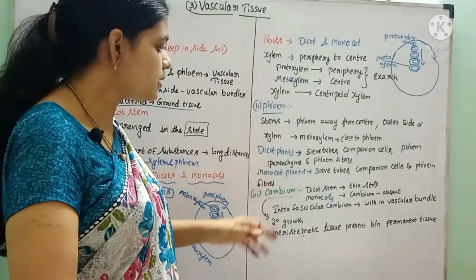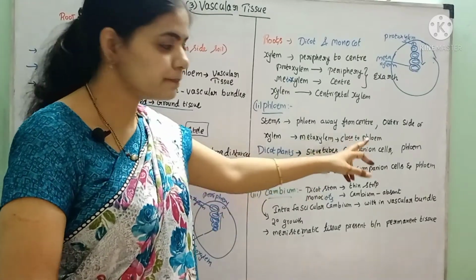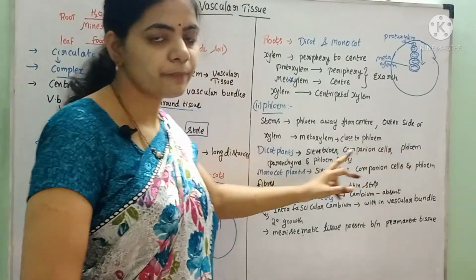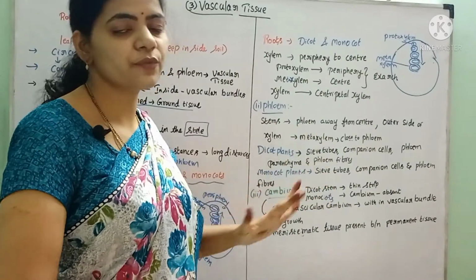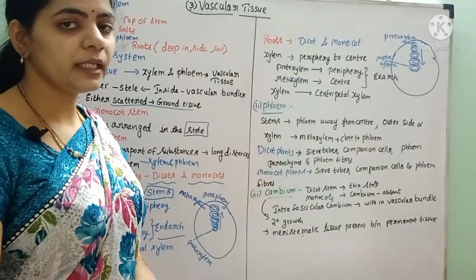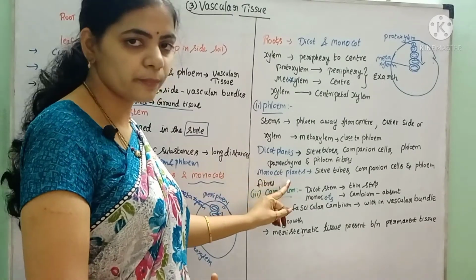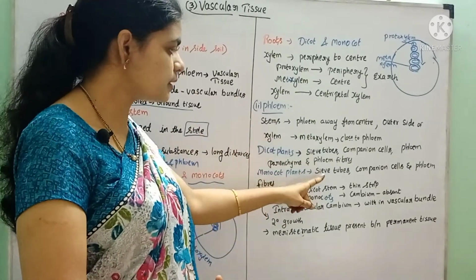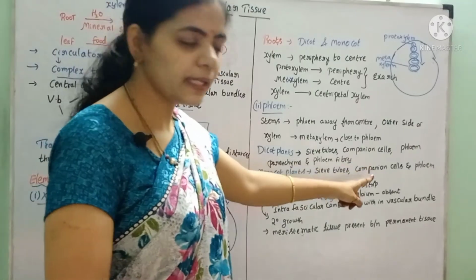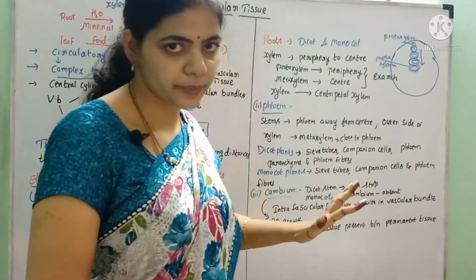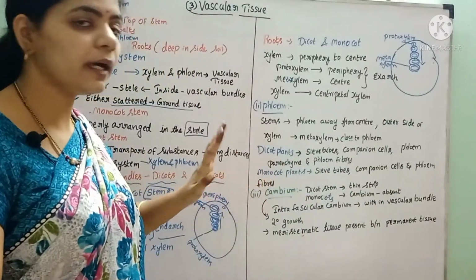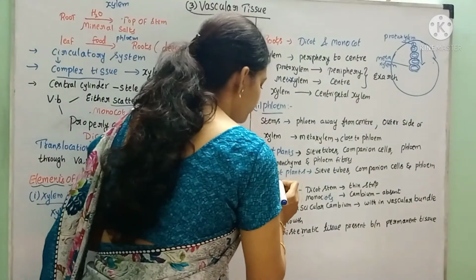In the dicot plants, sieve tubes, companion cells, phloem parenchyma, and phloem fibers were present in the phloem. How many elements were present? 4 elements were present. Whereas in the monocot plants, only 3 elements were present. They are sieve tubes, companion cells, and phloem fibers. But the phloem parenchyma was absent.